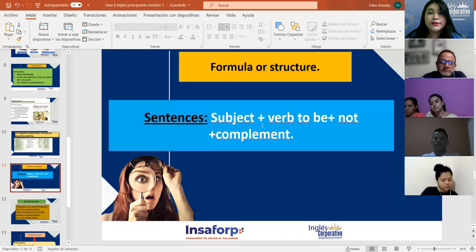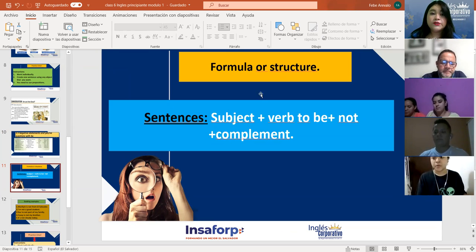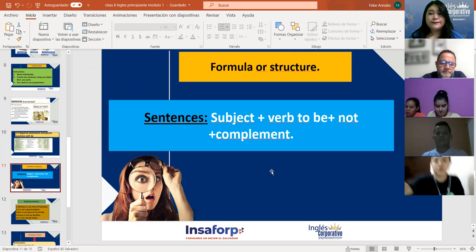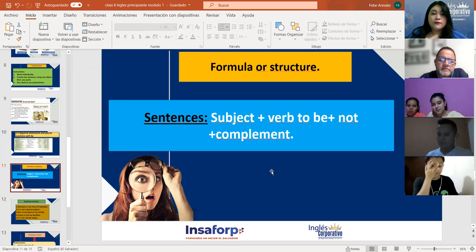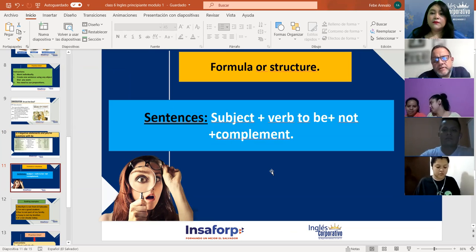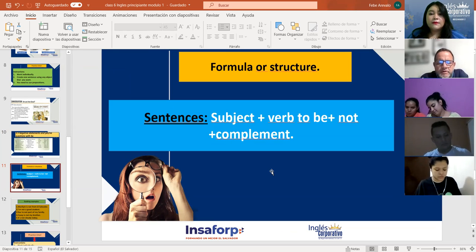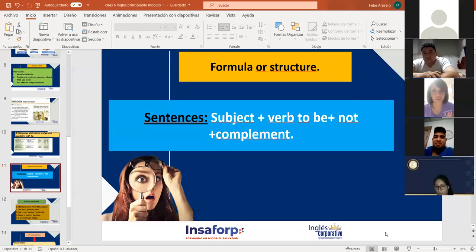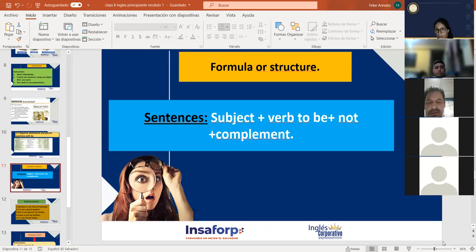Formula or structure. Permítanme. Let's see. Juan Cepeda, can you read the structure? ¿Puede leer la estructura, por favor? Sentence. Subject plus verb to be plus not plus complement. That's correct. Thank you. All right, copien esta estructura, por favor, on your notebooks.